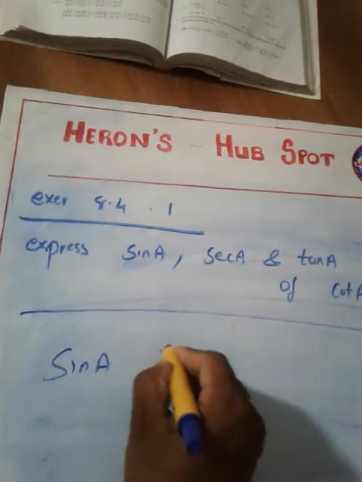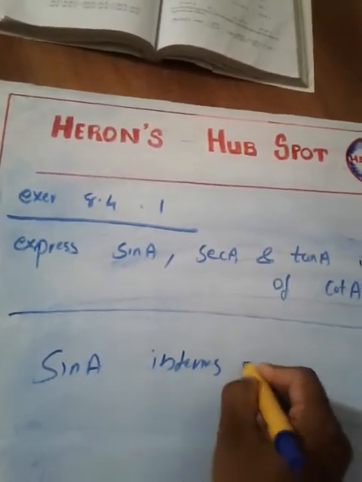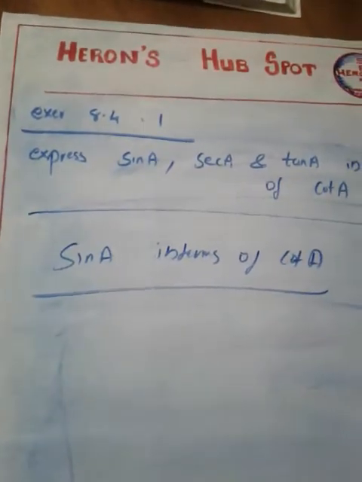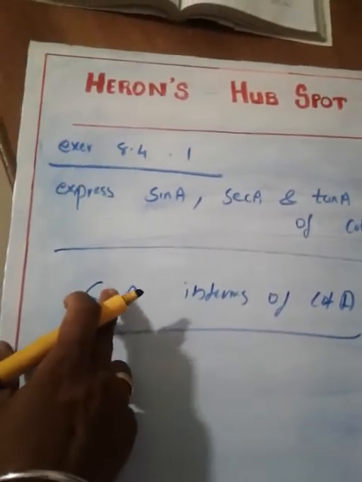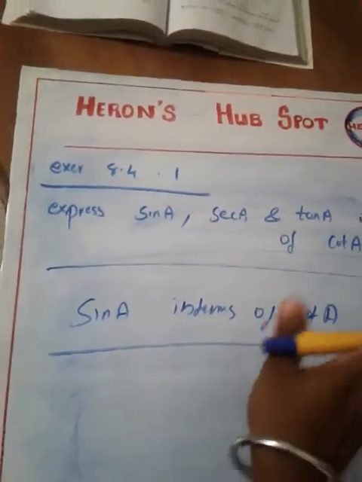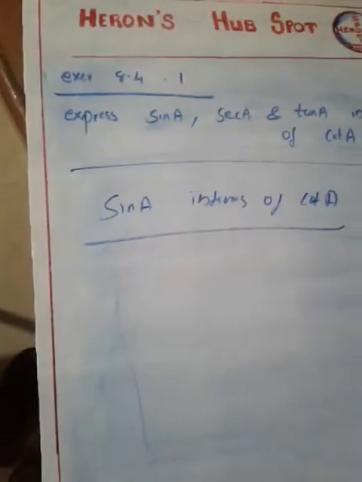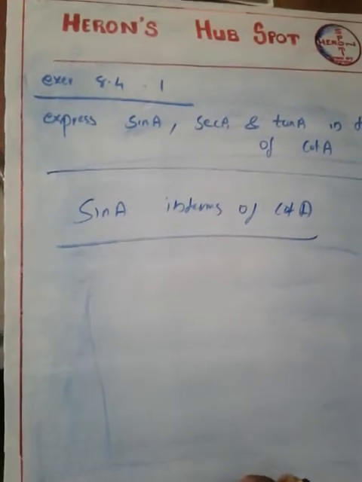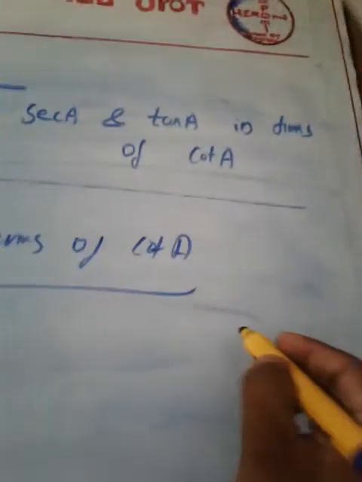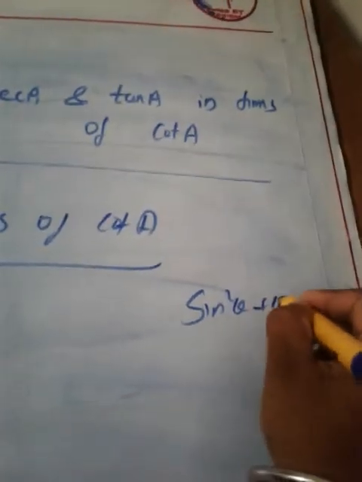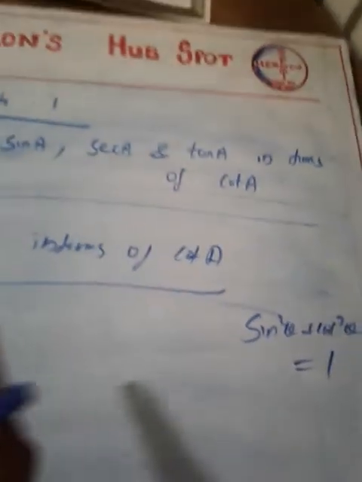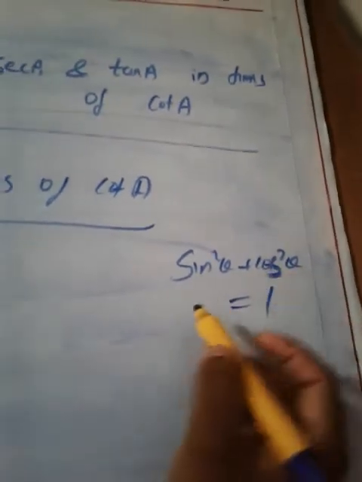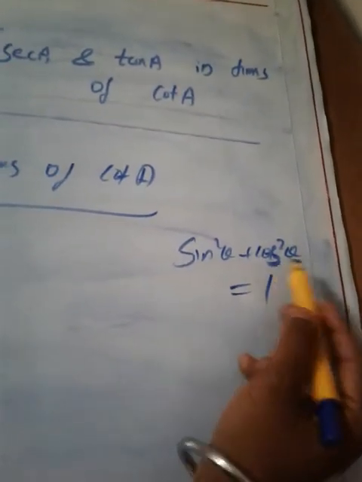I'm going to express sin A in terms of cot A. That means I have to find an expression for sin A only in terms of the trigonometric ratio cot A. Think about that. Is there any identity connecting sin and cot? The first identity is sin square theta plus cos square theta is equal to 1. It is not connecting sin and cot, isn't it? Because this is a connection between sin and cos.